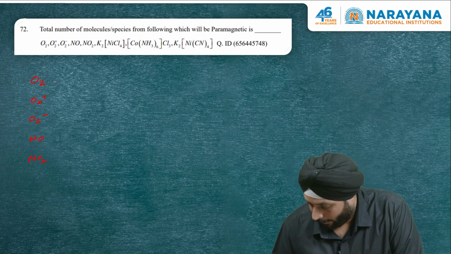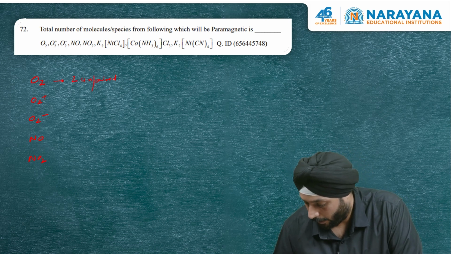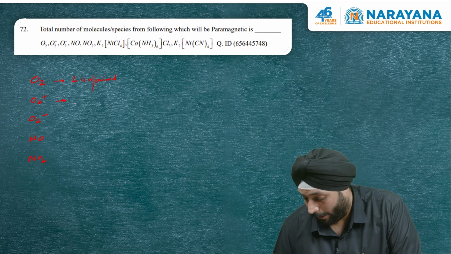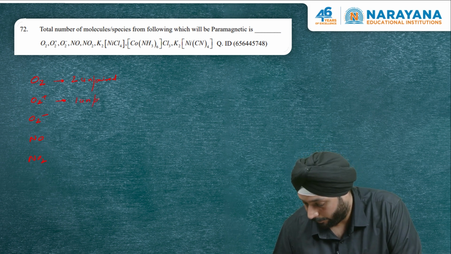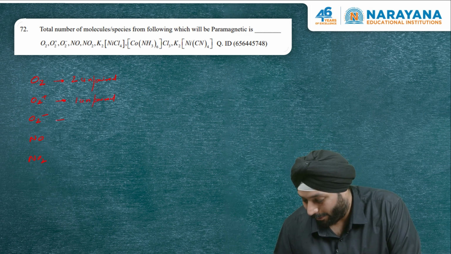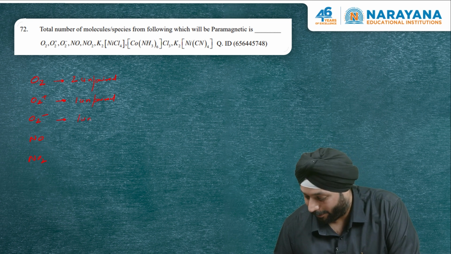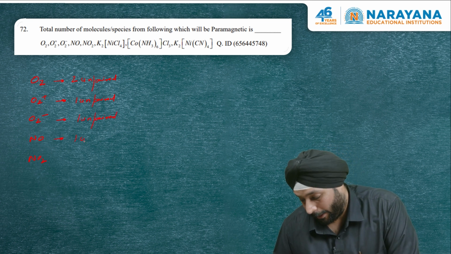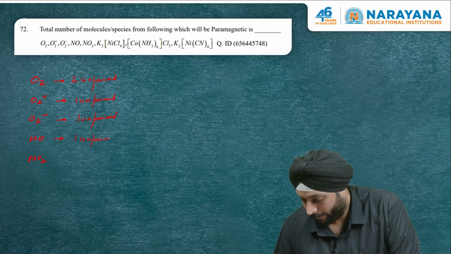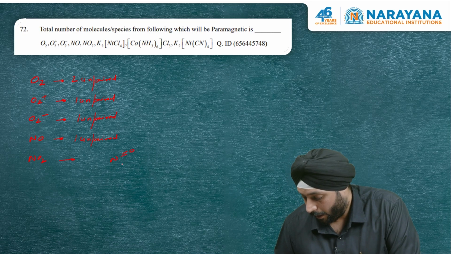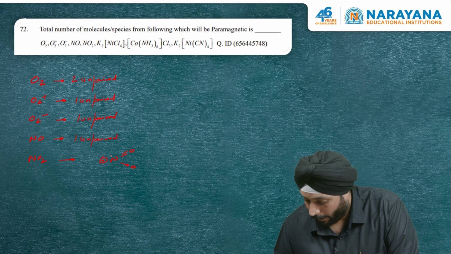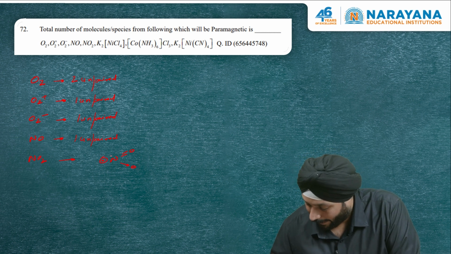According to MOT, you have two unpaired electrons in O2. In O2 plus, you have one unpaired electron. In O2 minus, again you have one unpaired electron. In NO, one unpaired electron. In NO2, according to VBT, you have one unpaired electron. Okay. So this is paramagnetic.